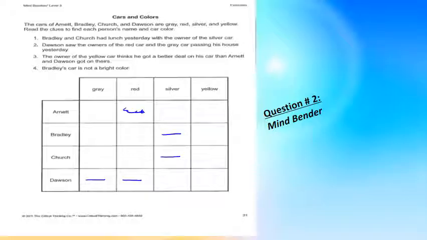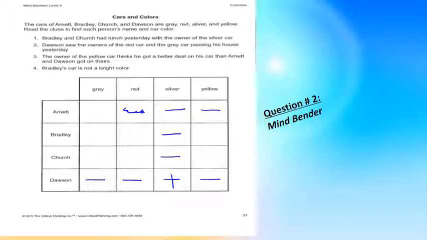Okay? Now, the third one, Linda. The owner of the yellow car thinks he got a better deal on his car than Arnott and Dawson got on theirs. That means Arnott and Dawson don't own the yellow car. If we look down at the boxes near Dawson, Dawson is the owner of the silver car, so Arnott is not the owner of the silver car. So Arnott is the gray car.